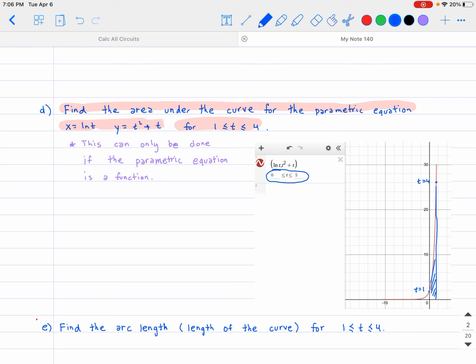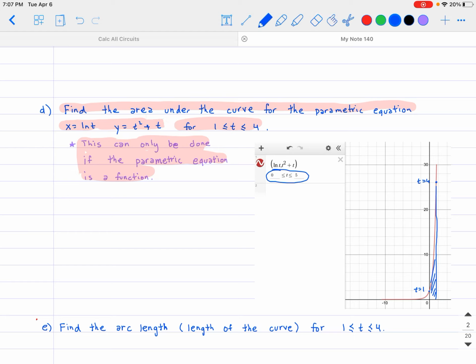Now, let's think about how this works out first. It is very important to note that this method can only be applied if the parametric equation itself is a function. If I have a parametric equation that overlaps like this, then that is not a function because that is a relation, and so I can't technically find the area under the curve. So it has to be true first, which in this case it is. If your parametric equation is not a function, then we can't apply this.